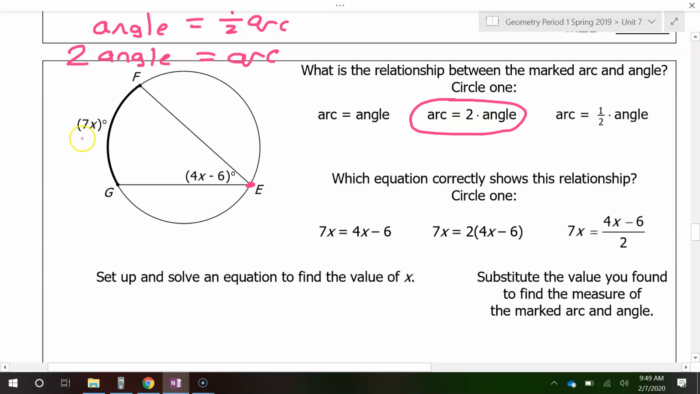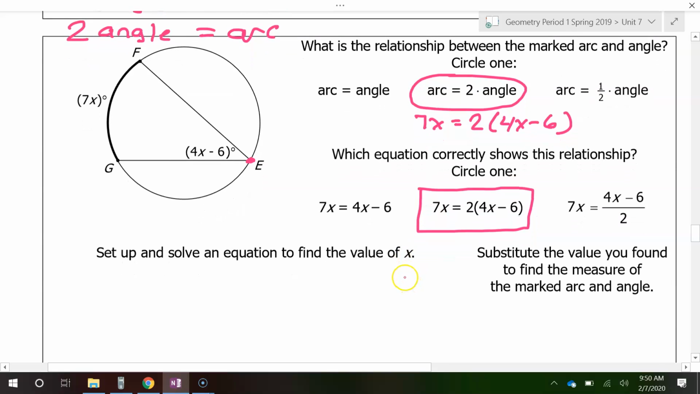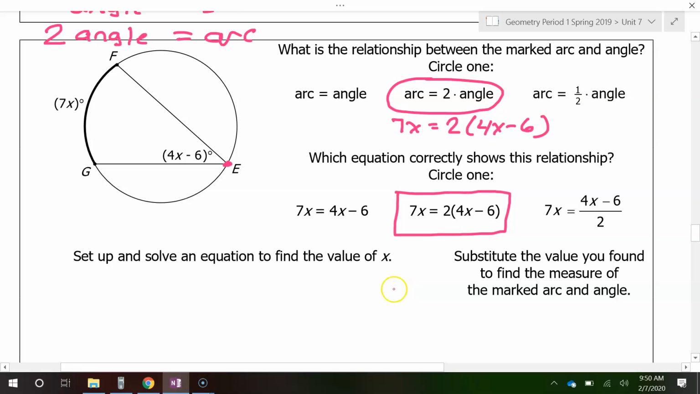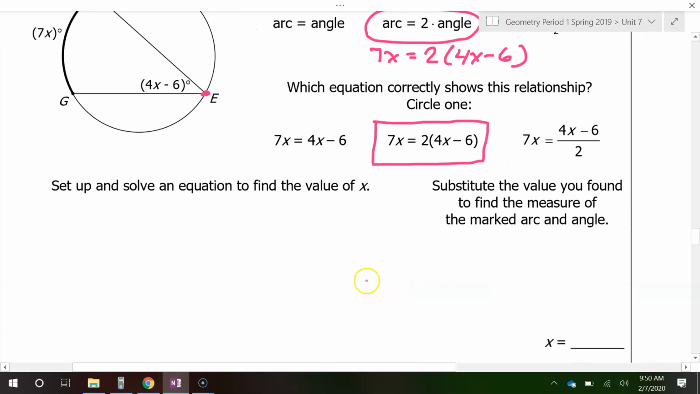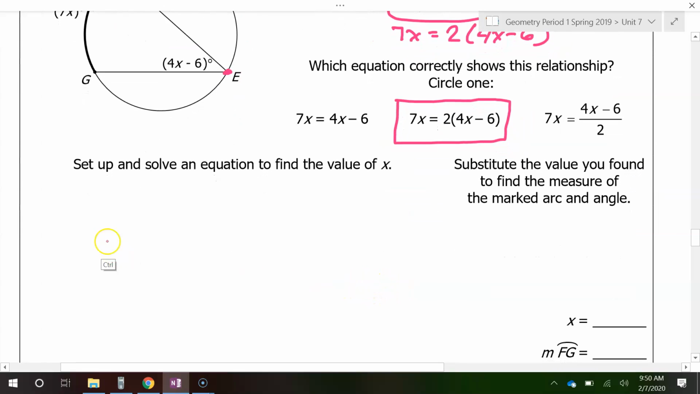And here the arc is 7x. All right, and then the angle is the 4x minus 6. So I'm looking for 2 times 4x minus 6. The arc is double the angle. So that's going to be this equation right here. All right, does that make sense? So now it's just a matter of solving this equation.